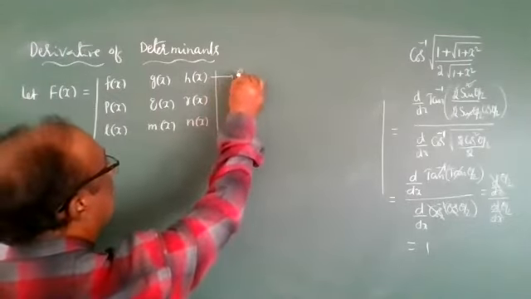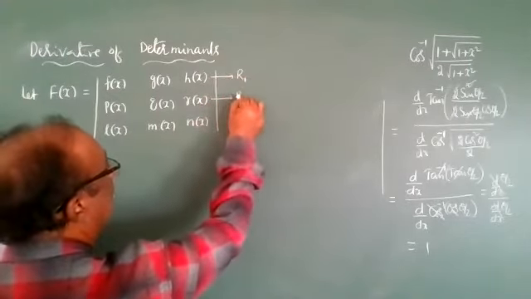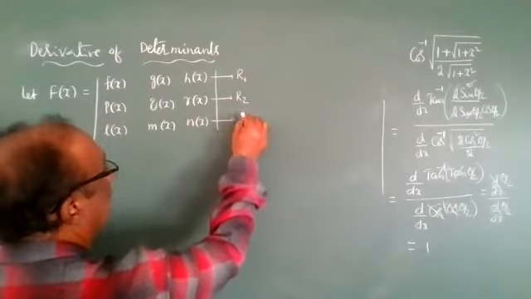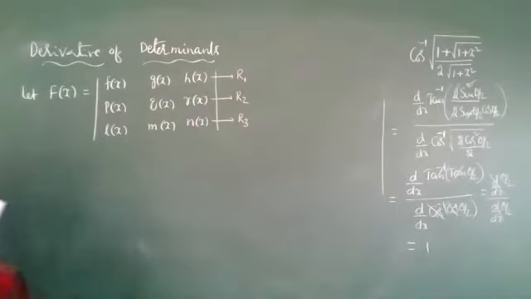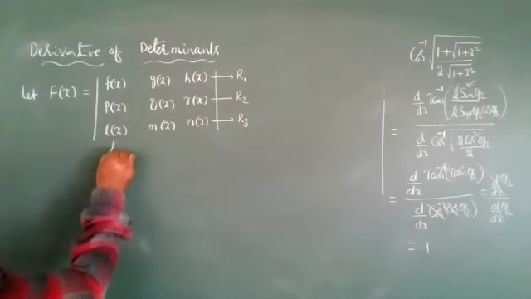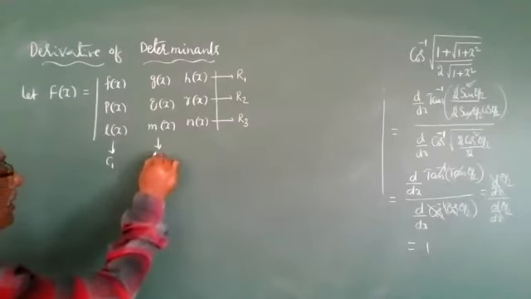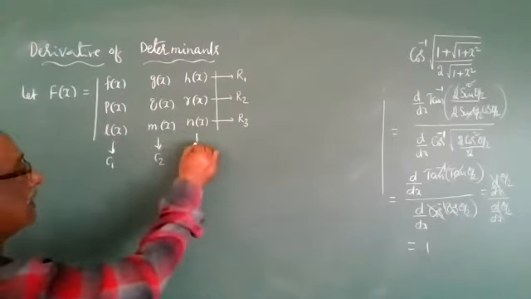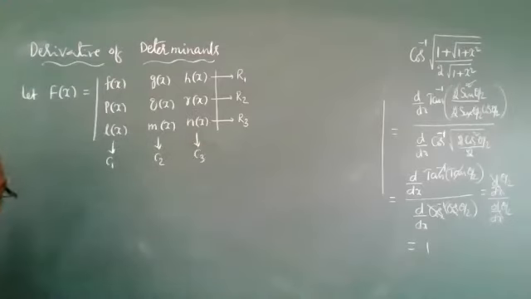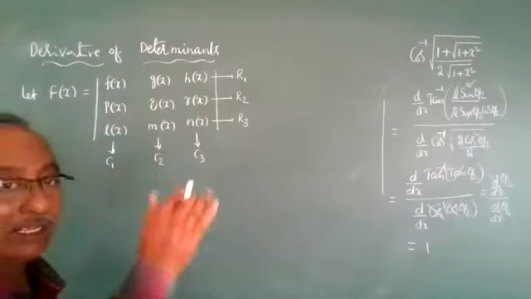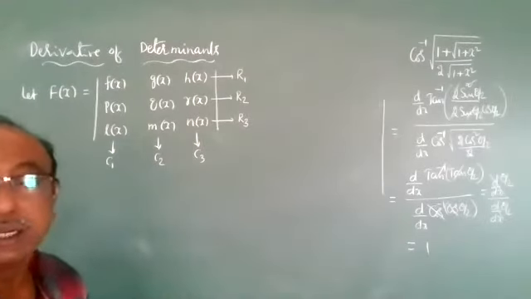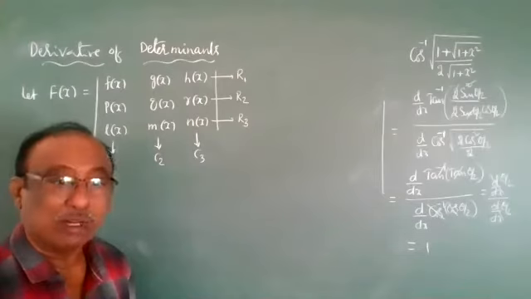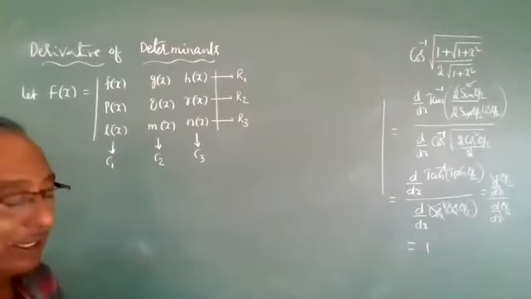These are the rows R1, R2, R3, and these are the columns C1, C2, C3. Horizontal lines are the rows, and vertical lines are the columns.